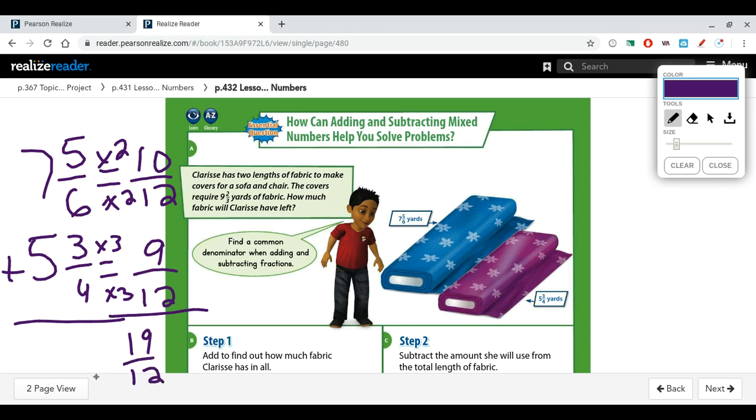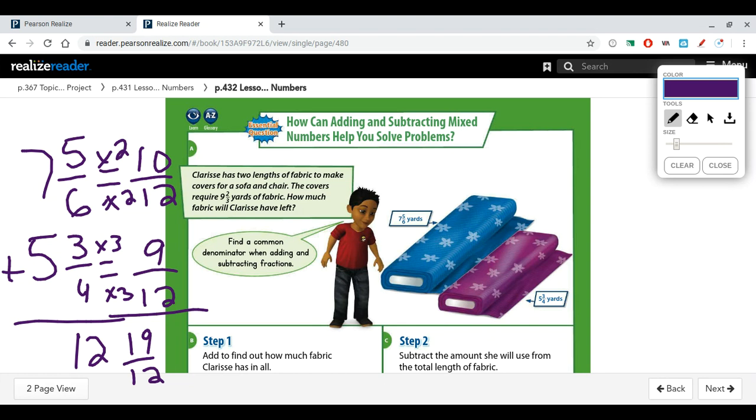And so before I simplify this into an improper fraction, I'm going to change up the order that I'm doing it. I'm going to go ahead and add these together because I know that I'm going to have to regroup this anyways and turn it into a mixed number. And so I'm going to have 7 plus 5 is going to be 12. So right now I have a total of 12 and 19 twelfths fabric.